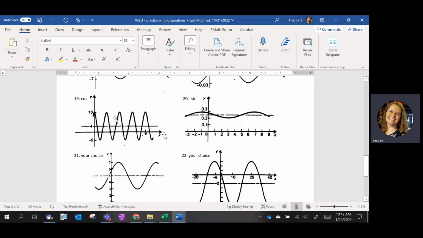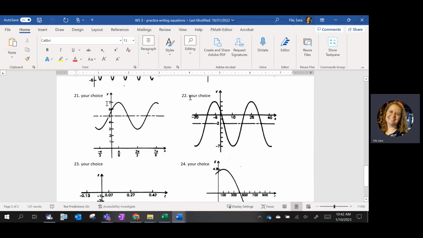You'll notice when you get past 20, I stop telling you which trig function to do. The last four say your choice. So you can pick if you want to use sine, cosine, negative sine, or negative cosine. You pick one of those four to write your equation in terms of. Good?